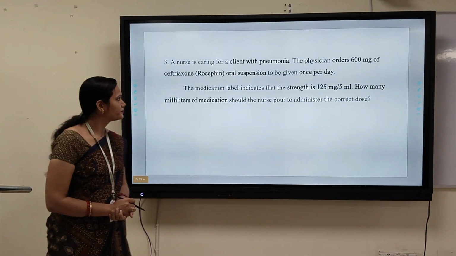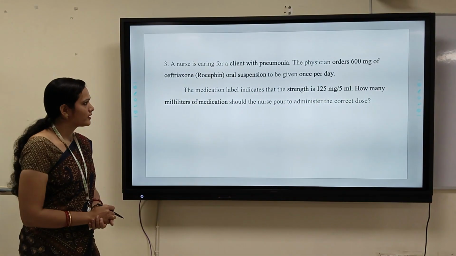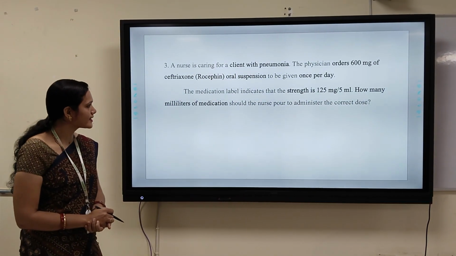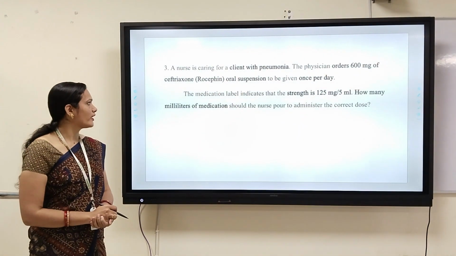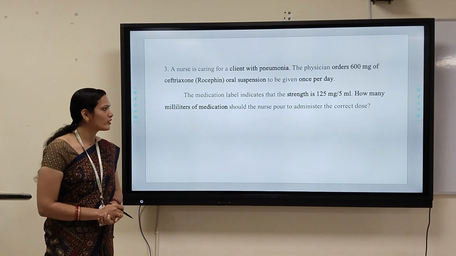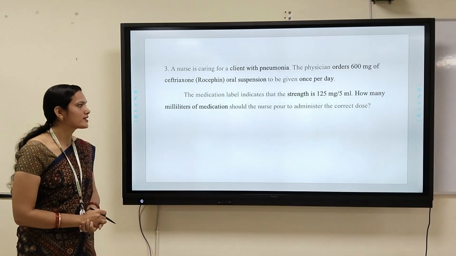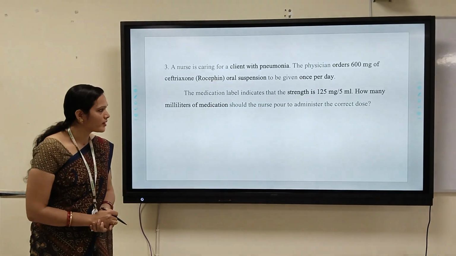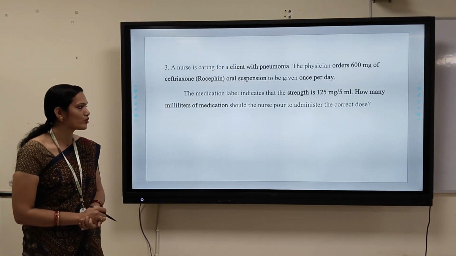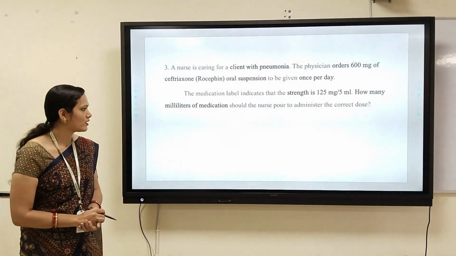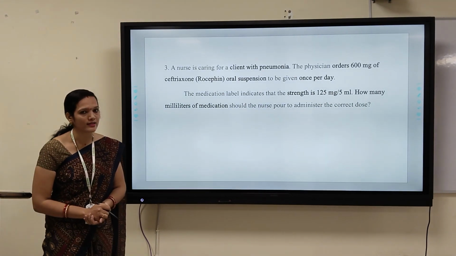Next we will proceed to a nurse caring for a client with pneumonia. The physician orders 600 mg of ceftriaxone, for example Rocephin oral suspension, to be given once per day. The medication label indicates that the strength is 125 mg per 5 ml. How many milliliters of medication should the nurse pour to administer the correct dose? So here we have to calculate how many milliliters of medicine are needed.